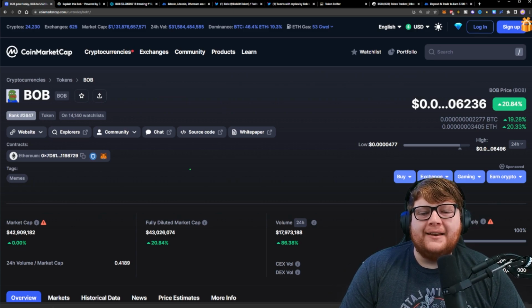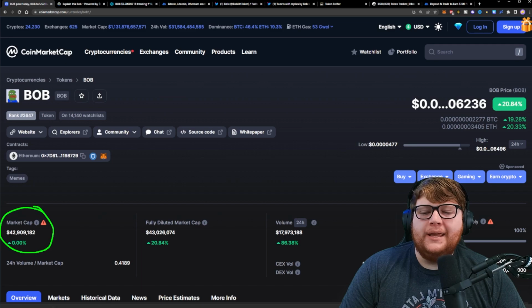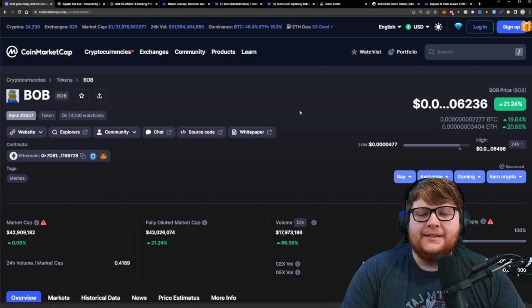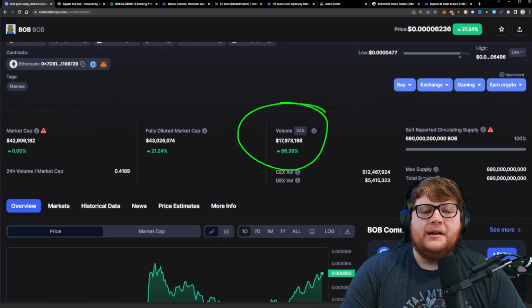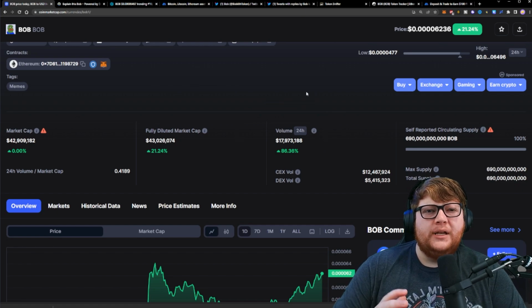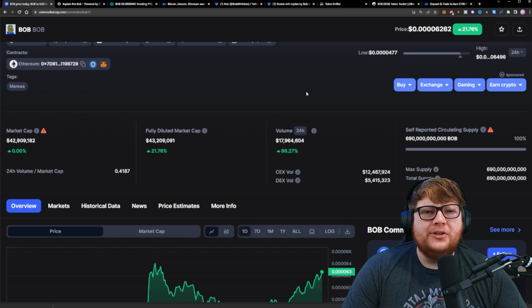Bob is one of the top meme coins that came out of this new meme coin season outside of Pepe. Bob right now is sitting at about a $40 million market cap, as you can see to my side, and the volume is about $20 million, which is pretty significant for a cryptocurrency of this size. Usually you'd expect to see maybe 1 or 2 million, but almost 20 million is massive volume for Bob.